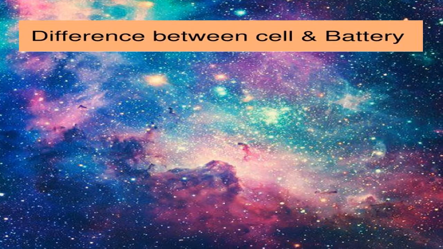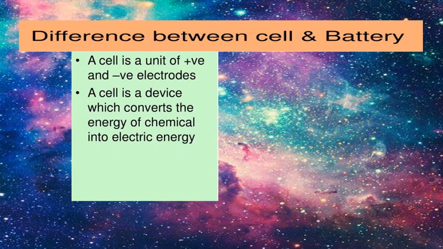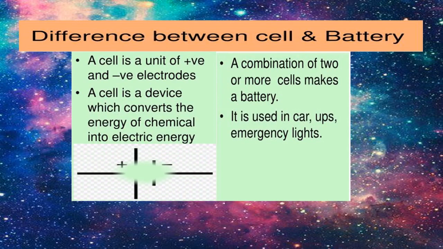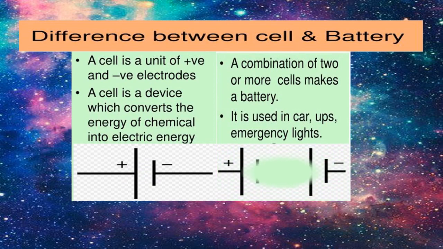And we have also learned about the difference between a cell and a battery. A cell is a unit of positive and negative electrodes. A cell is a device which converts chemical energy into electrical energy. And a battery is a combination of two or more cells. It is used in cars, UPS, and emergency lights. This is the symbol for a cell. And this is the symbol for a battery.